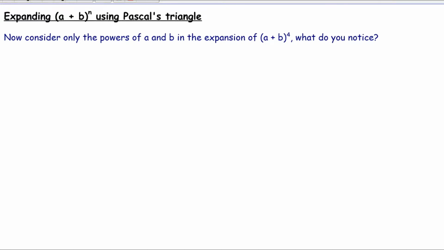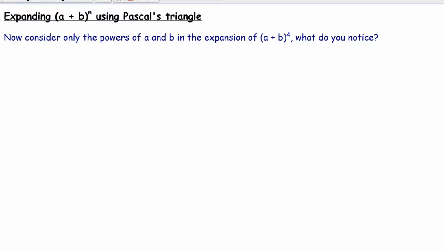In the previous video, we looked at how to generate the coefficients of each term in an expansion using Pascal's triangle. Now, in this video, what I want us to focus on is the powers of a and b in the expansion of (a + b)^n. And in this specific case, we will be looking at the expansion of (a + b)^4.